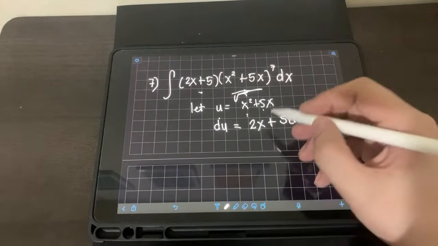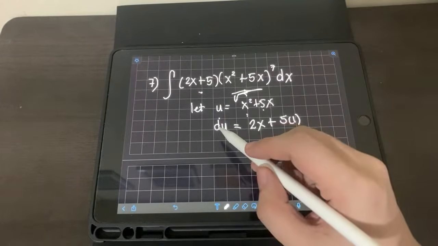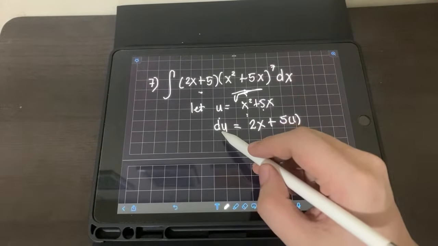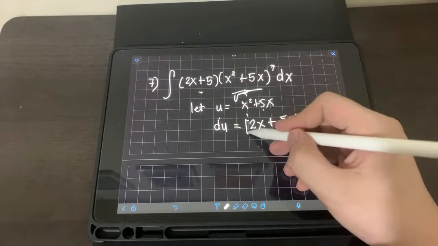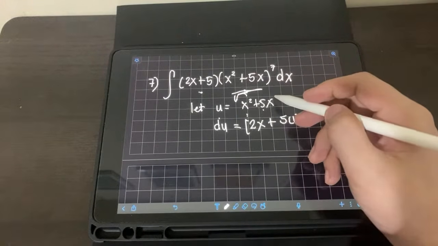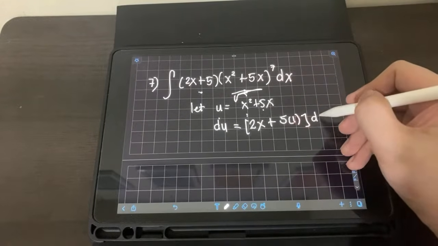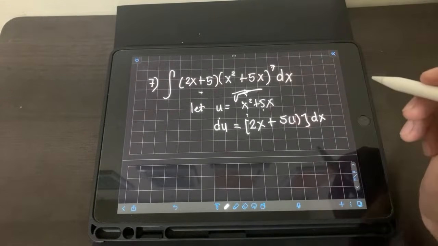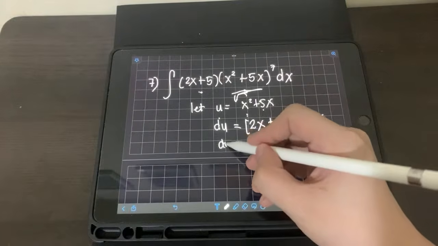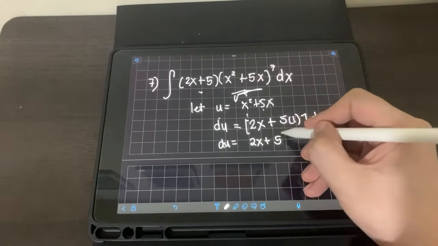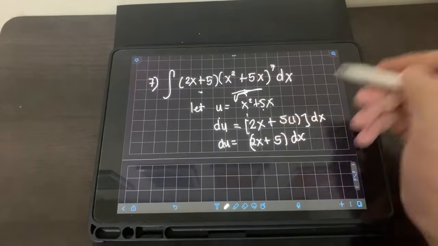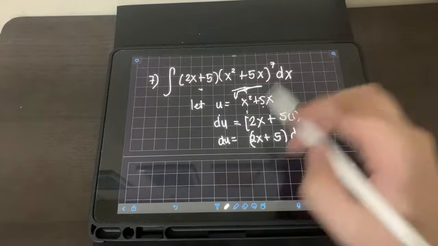Okay, and then, don't forget, kung dito sa right side naglagay kayo ng differential, lalagyan nyo rin ng differential itong left side. Kung ano yung variable nyo, lagyan nyo rin ng differential in terms of that variable, dx. Okay? So, simplify nyo. So, du is equal to 2x plus 5 dx. Okay? So, ano napansin natin?